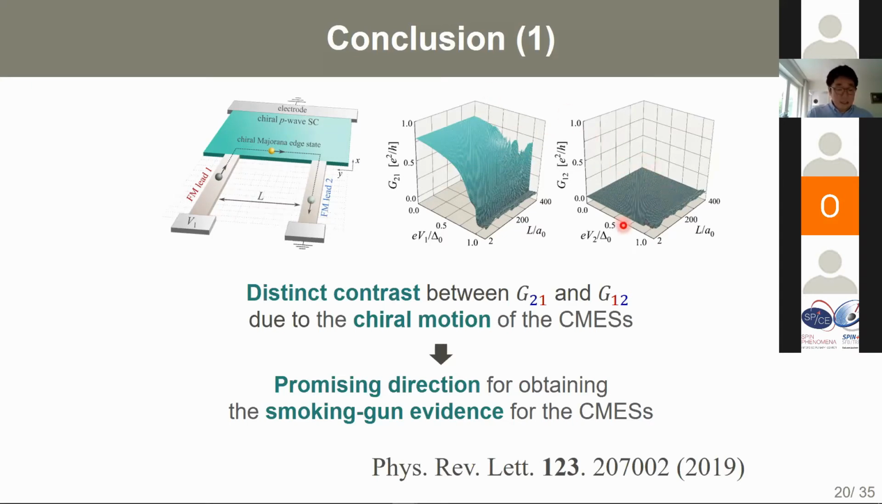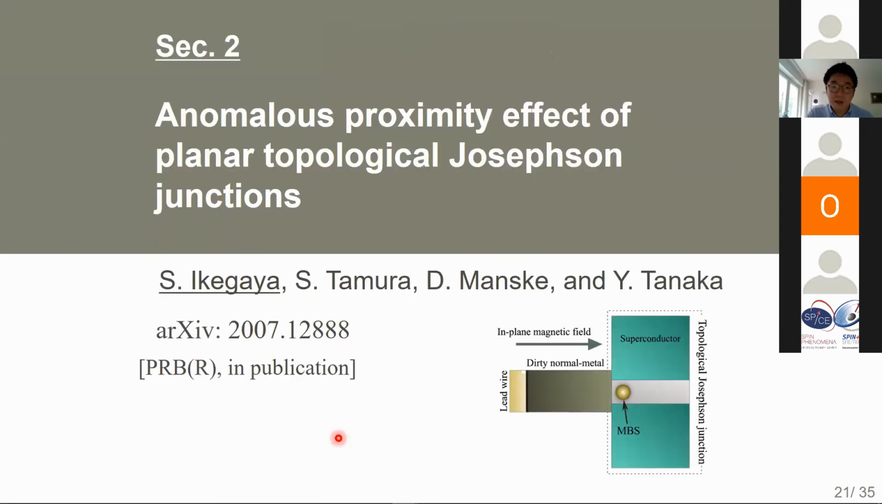So I suppose that this strategy is very powerful, promising for getting the smoking gun evidence of the chiral Majorana edge states. And this work is summarized in this paper. If you are interested in it, please check it. And let's move on to the second topic.